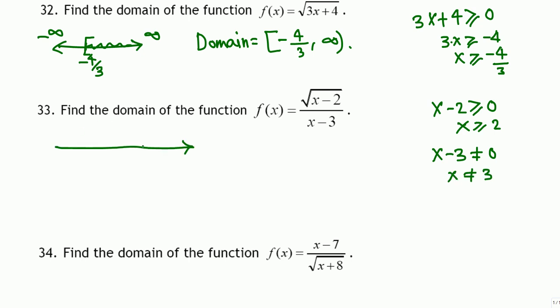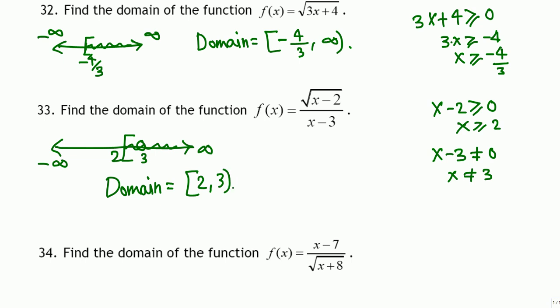So on this real number line, negative infinity through positive infinity, x should be greater than or equal to 2. So here's 2 and bigger. At the same time, x should not be equal to 3. So 3 is here, so we need to avoid that part. So the domain in interval notation: starting 2 to 3, 2 is included, but we should not have 3, so parenthesis, union 3 through all the way. Okay, when we write parentheses, that is not included.